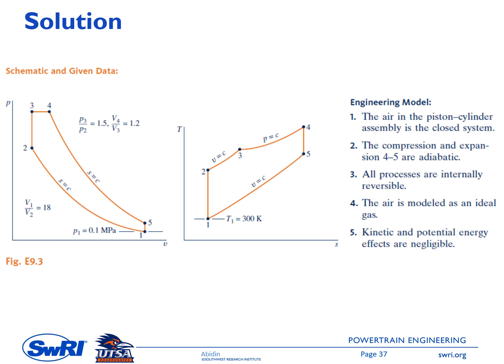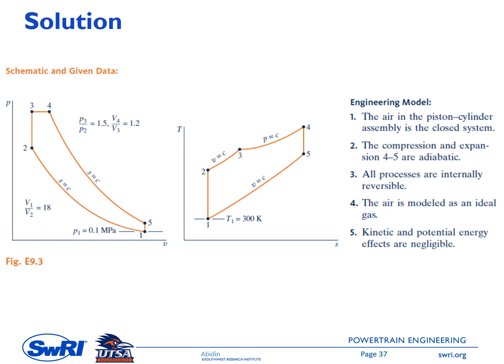This is the schematic of the PV and TS diagrams. The pressure of 0.1 megapascal is given there. Temperature is also given, 300 Kelvin. And then the compression ratio is 18, so V1 over V2 is 18. P3 over P2 is given as 1.5, and V4 over V3 is also given as 1.2.